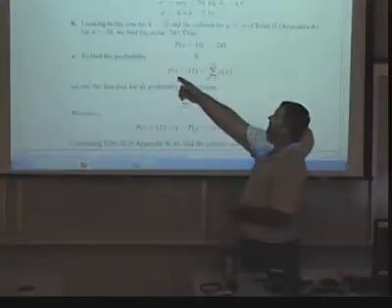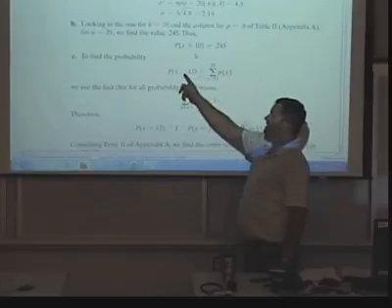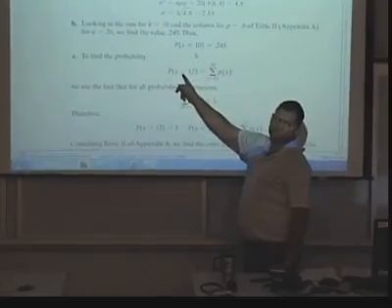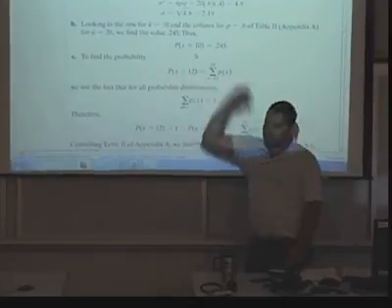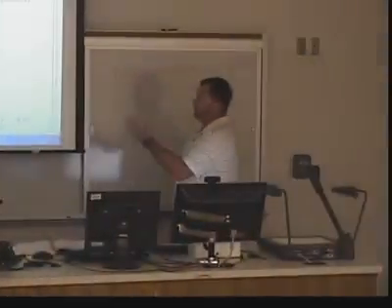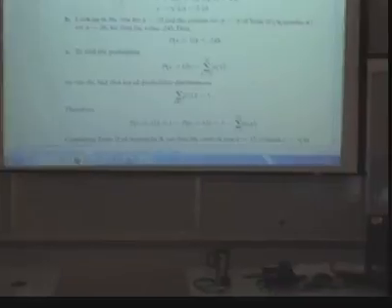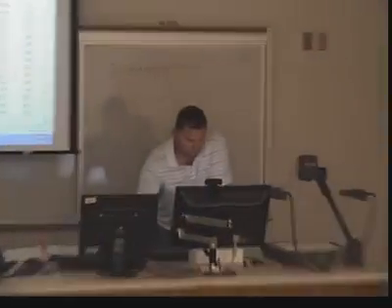So let's look at part C. Part C says strictly greater than 12. That does not include 12 people. Does everybody see that? That's only greater than 12. So that's the probability of 13, of 14, of 15, of 16, of 17, of 18, of 19, and of 20.